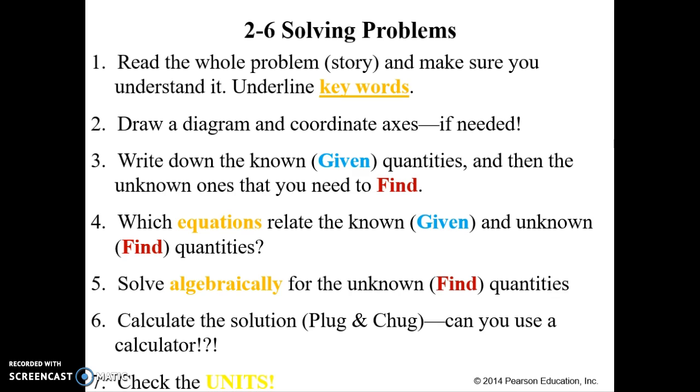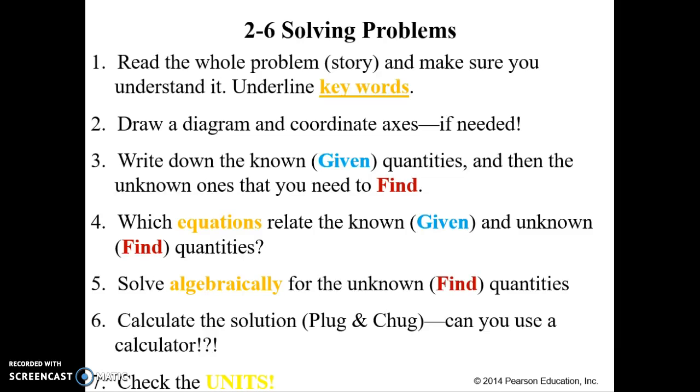Here are 9 recommended steps to solve problems. Read the whole problem or story and make sure you understand it. Underline any key words. Then draw a diagram and a coordinate axis if you need to. Step 3, write down the knowns, which are given quantities, and then the unknowns, which are the ones that you need to find. Step 4, which equation relates the knowns, which are the given quantities, and the unknowns, which are the ones you're trying to find.